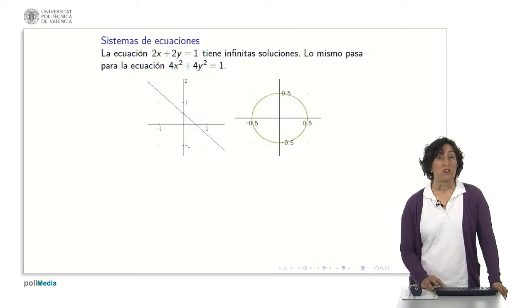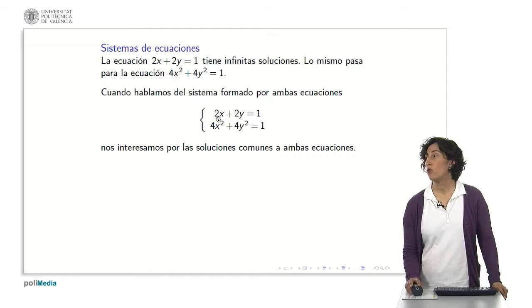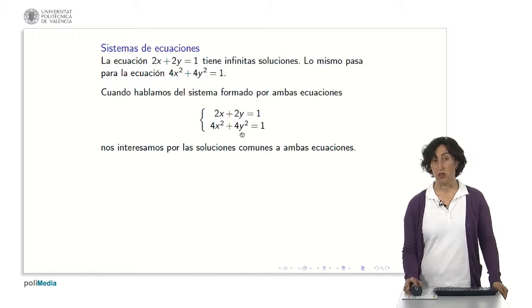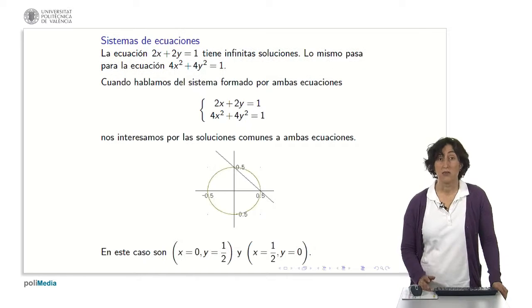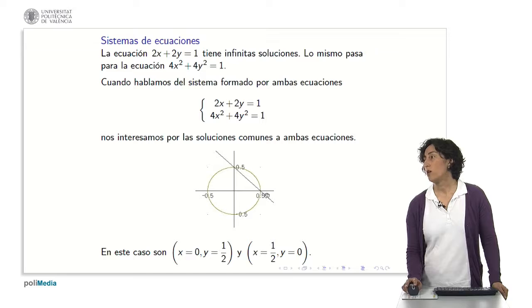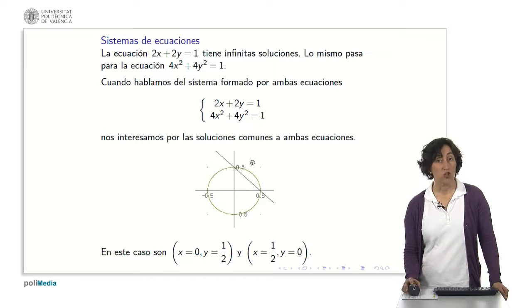When we talk about a system, it is a set formed by the two equations. That is, we are going to look for solutions that are common to both equations, that satisfy both the equation of the line and the equation of the circumference. What does that mean? Well, it means neither more nor less that we will look for the points that are the intersection of both figures. In this case, we only have two: the point x equals a half, this one here above, and the point x equals a half, y equals 0, which would be this other intersection point. As I have said, not all the points of the line satisfy the second equation, the equation of the circumference. Therefore, only these 2 points are the solution of the system.